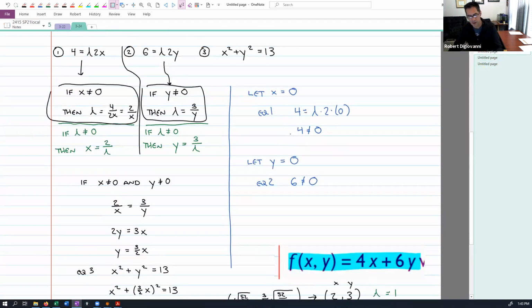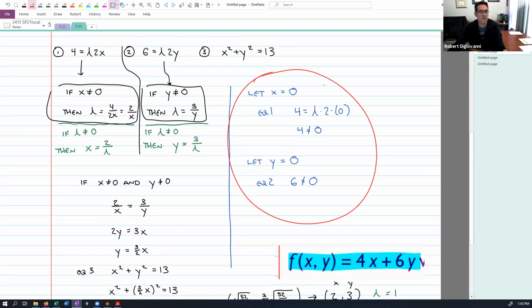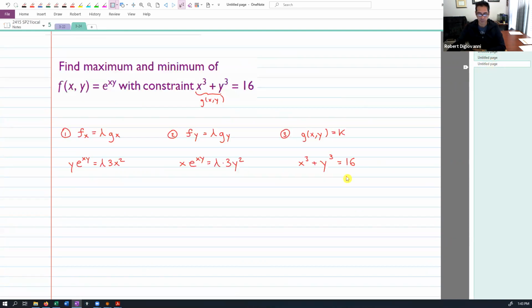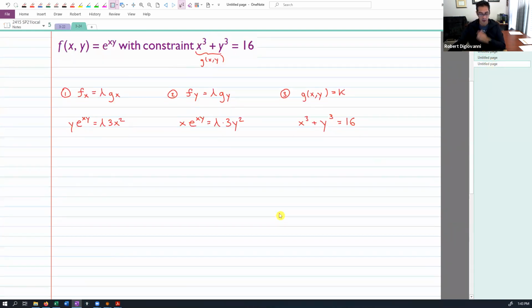Like when I did this, this has to be in your work. I have to know that you did consider that, because here you didn't. You said, no, I'm not going to let x and y be 0, but then you have to at least address what if they were.